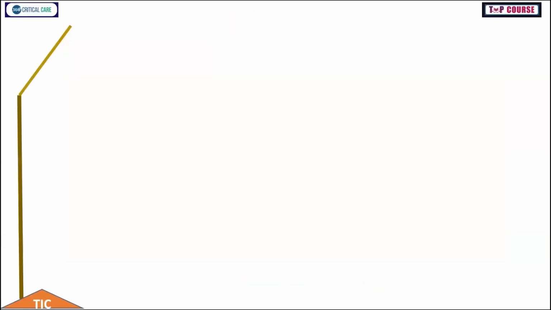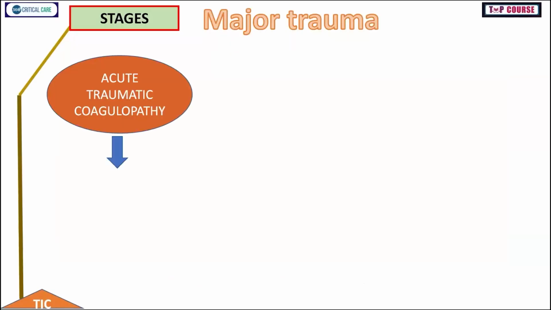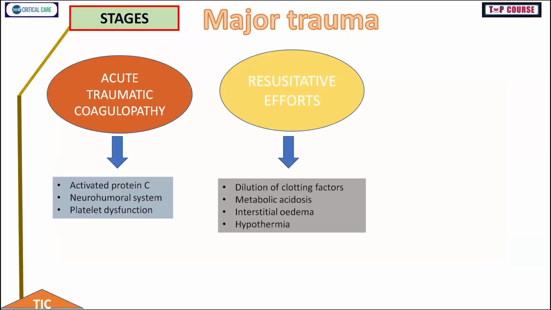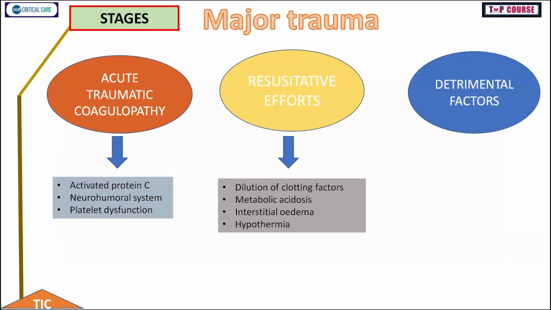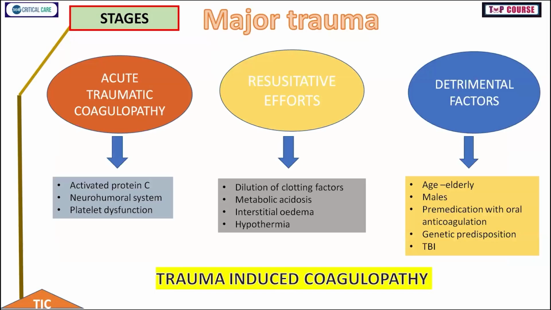So what are the stages? Initially you will see acute traumatic coagulopathy, followed by your resuscitative effects causing dilution of clotting factors, metabolic acidosis, interstitial edema, and hypothermia. And later on, you will see issues like trauma-induced coagulopathy. So that is what usually happens.